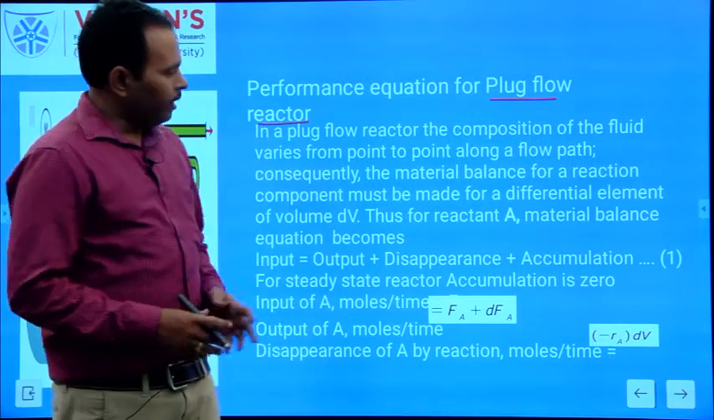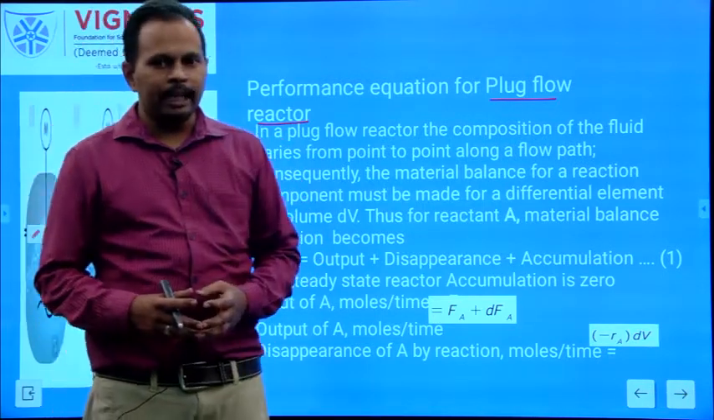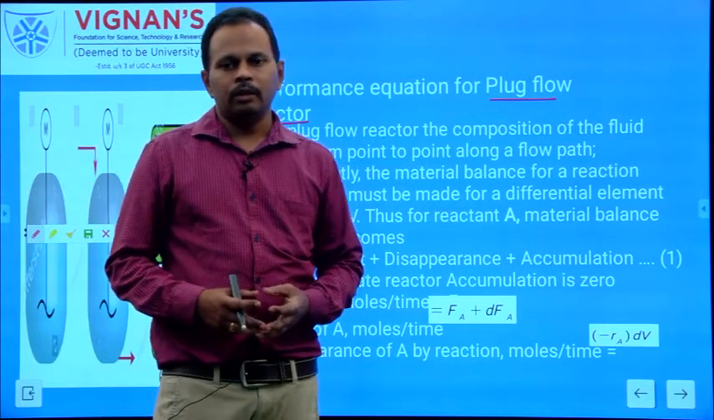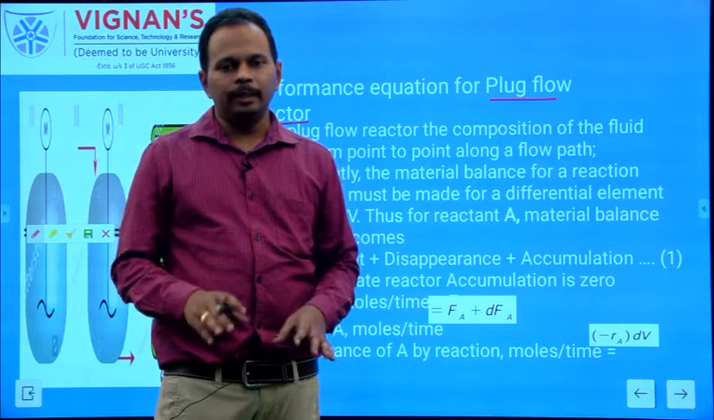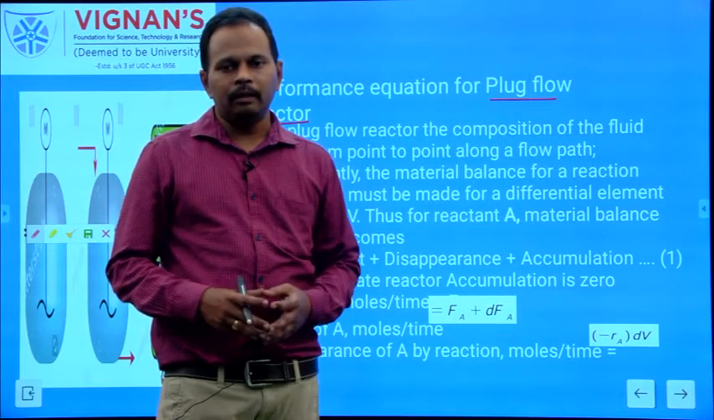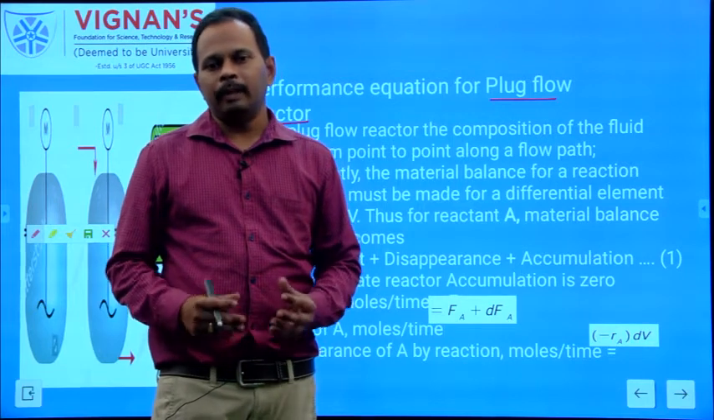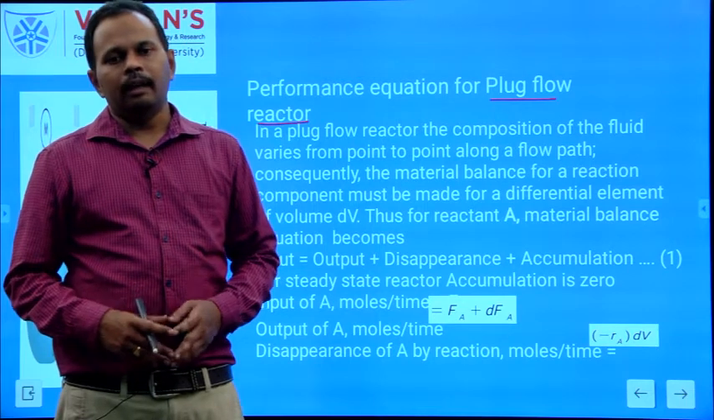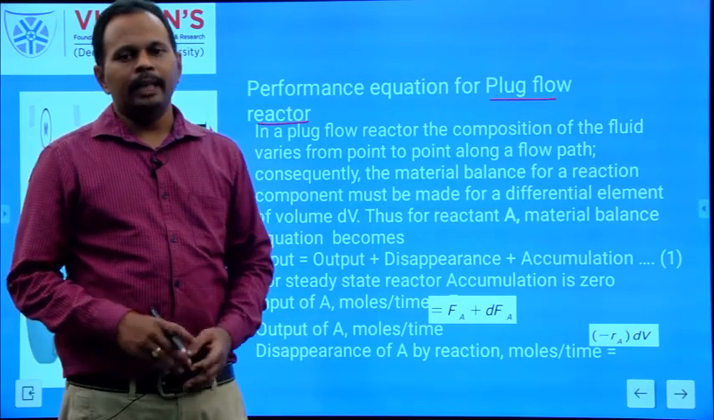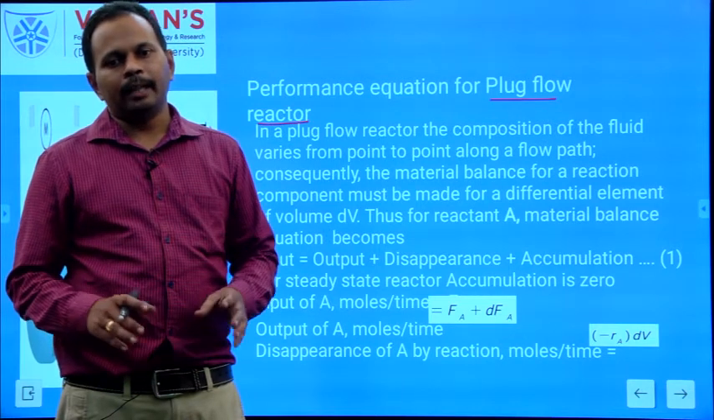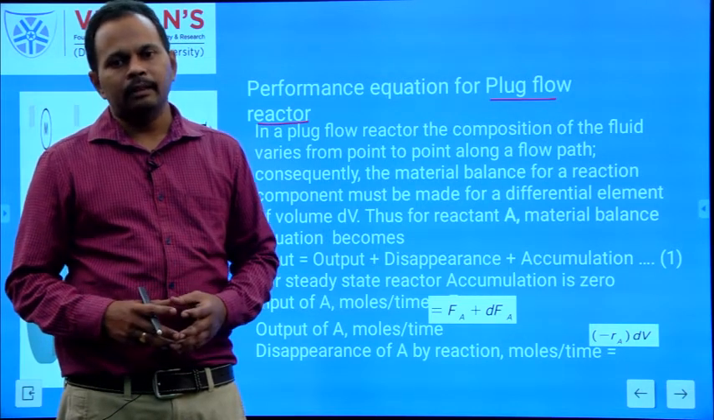So when the concentrations are varying with respect to the length of the reactor, that means the concentrations are varying with respect to position. Since the concentrations are not uniform within the reactor, we need to break down the entire volume of the PFR into small volume elemental strips, apply our material balance equation to any one elemental strip, and then integrate over the whole reactor to obtain the complete performance equation for the PFR.